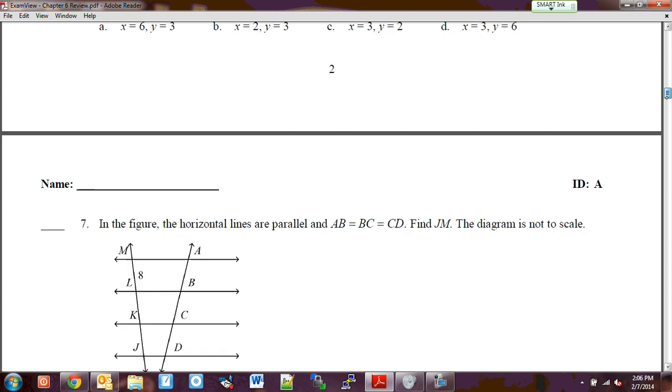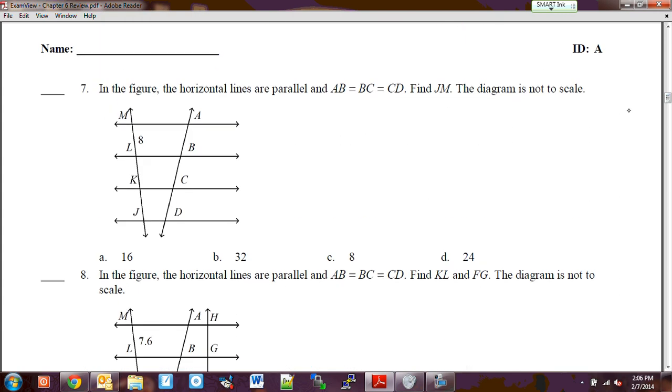Number 7. So in this diagram, it says the horizontal lines are parallel. So all 4 of these lines are parallel. And then it says AB is congruent to BC, which is congruent to CD. Now, since these lines are parallel and this transversal is cut into equal segments, any transversal that goes through these parallel lines is also cut into equal segments.